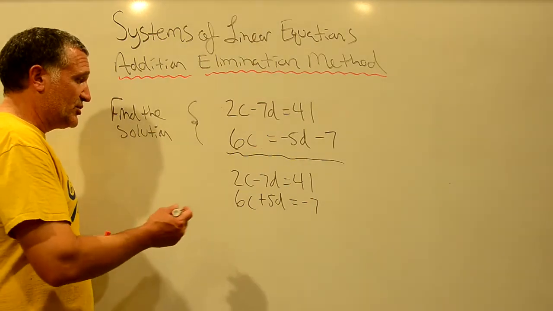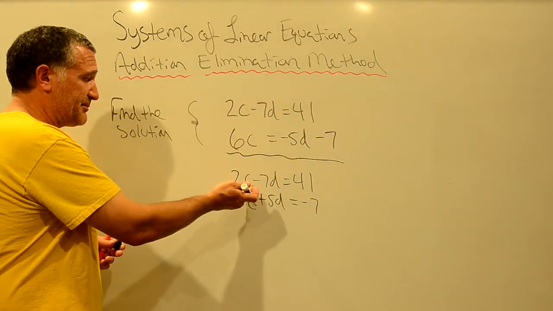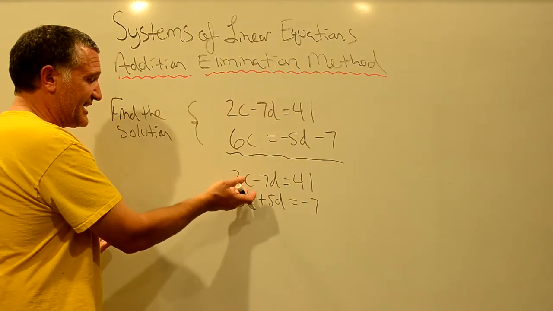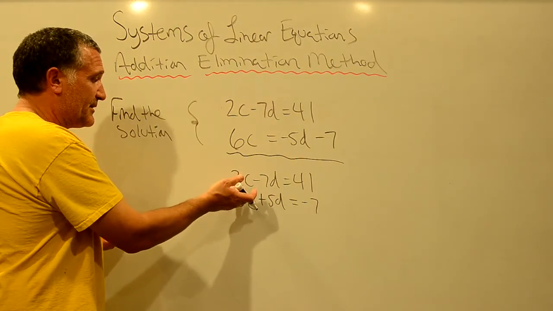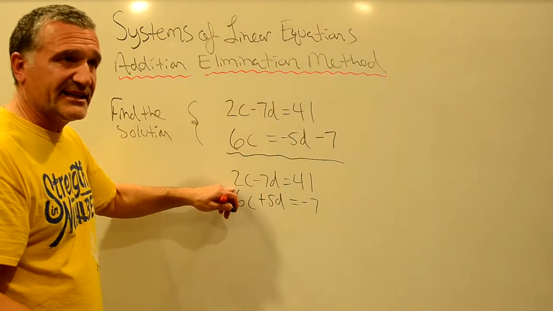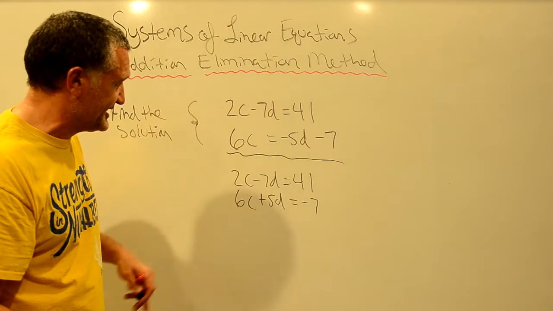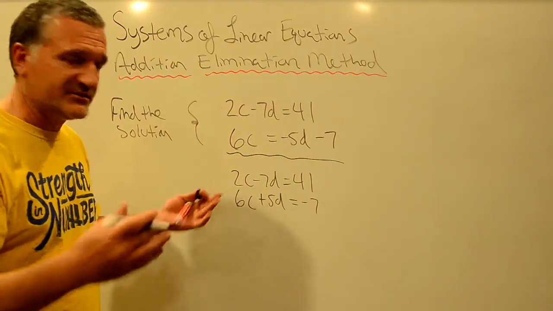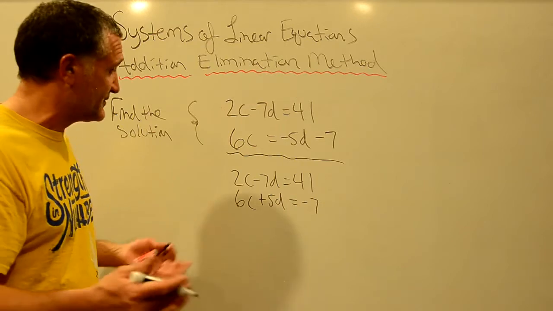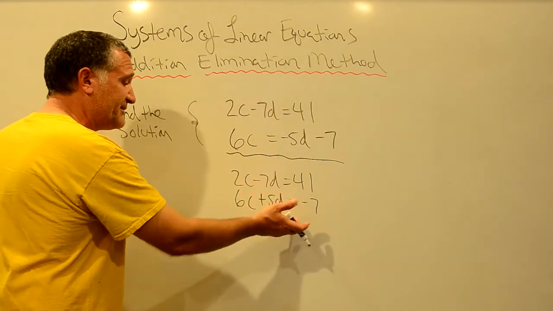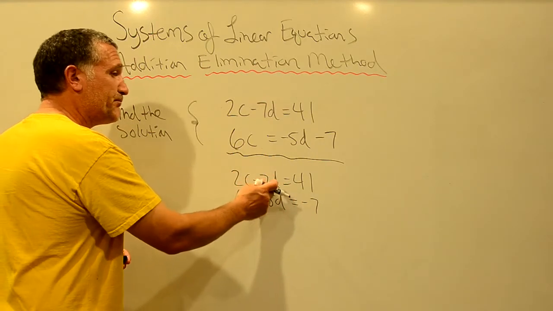Now, as I look at the top equation, my eye immediately goes to the 2c and the 6, because I can see that 2 will fit in the 6 3 times. So I can easily make this first term negative 6c, which I could do. In fact, since I'm modeling this, I'll do this for you two ways. Or I can go to the negative 7d and the 5d, and then I can manipulate both of these.